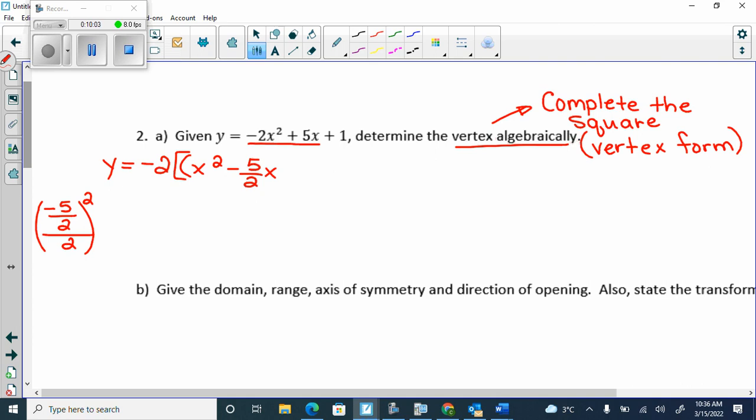So everyone's typing in their calculator. Negative 5 over 2 divided by 2. How do you type that in? Negative 5 over 2 in brackets.